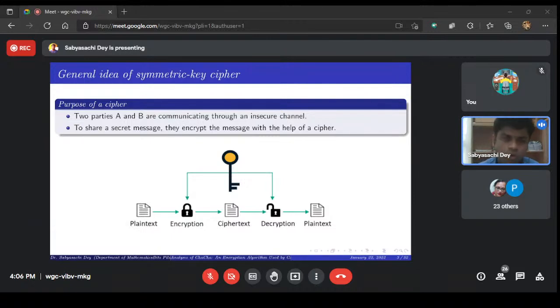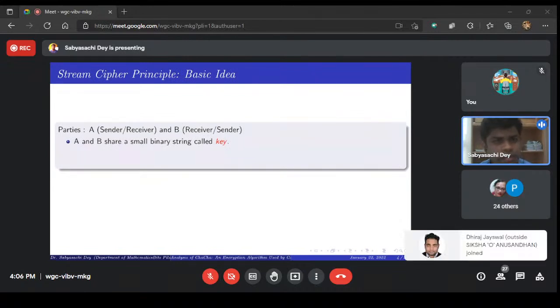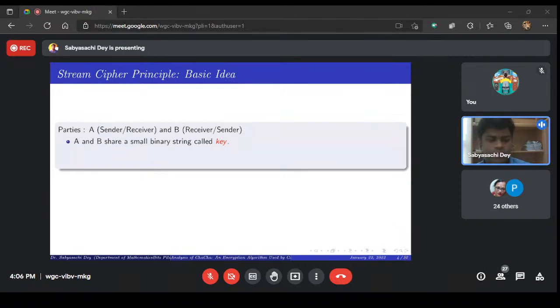Okay, so both the symmetric key and asymmetric key have their own benefits and disadvantages. I'm not going to discuss those parts. So I'll come to our topic, ChaCha. In the symmetric key cipher, there is one particular category called stream ciphers. What do these stream ciphers do? They are primarily designed for encryptions where speed is required, where you have to encrypt very fast.